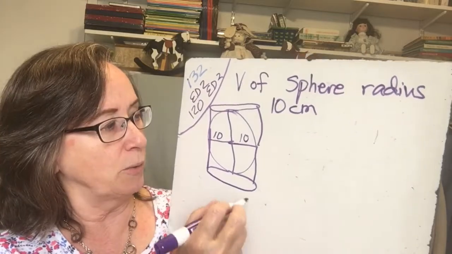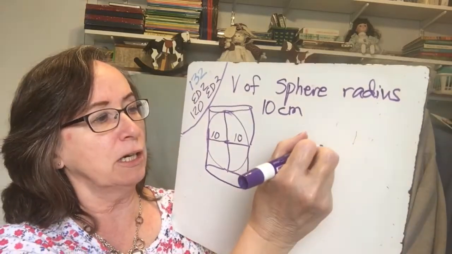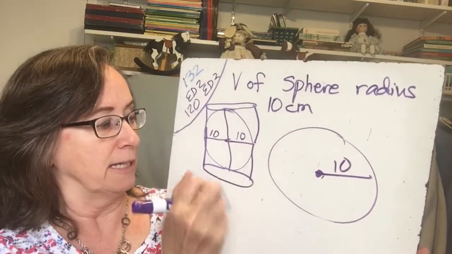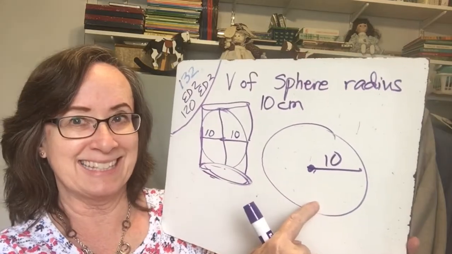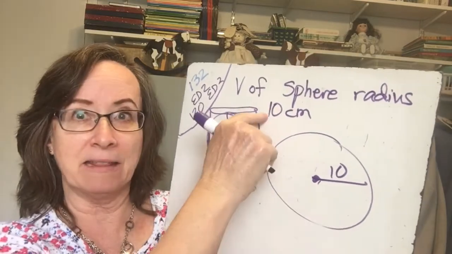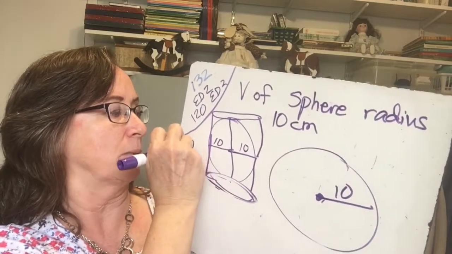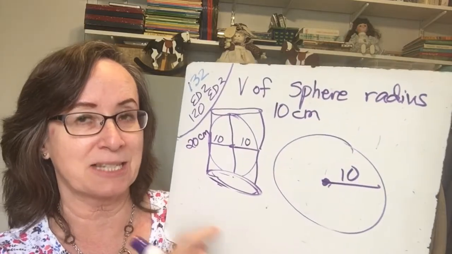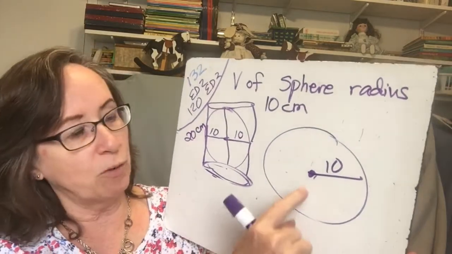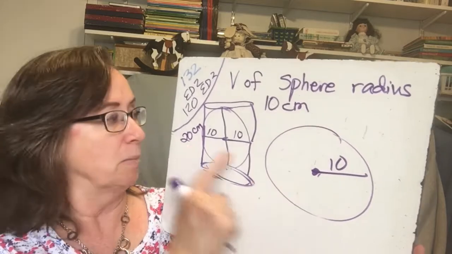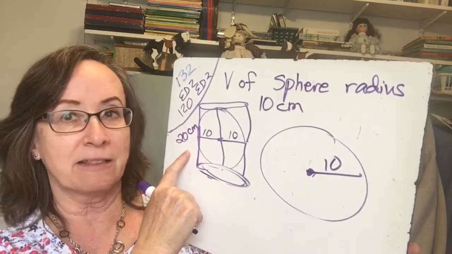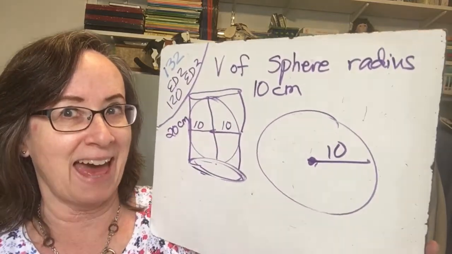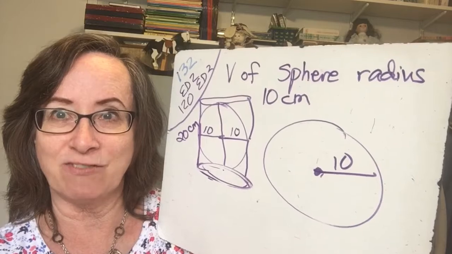So what we have is a circular base that has a radius 10. This circular base looks like this. And the height of this cylinder is 20 centimeters, because from here to here is 20, since the radius is 10. So now we're going to find this area multiplied by this height to get the volume of the cylinder. And then we're going to take 2/3 of that to get the volume of the sphere.